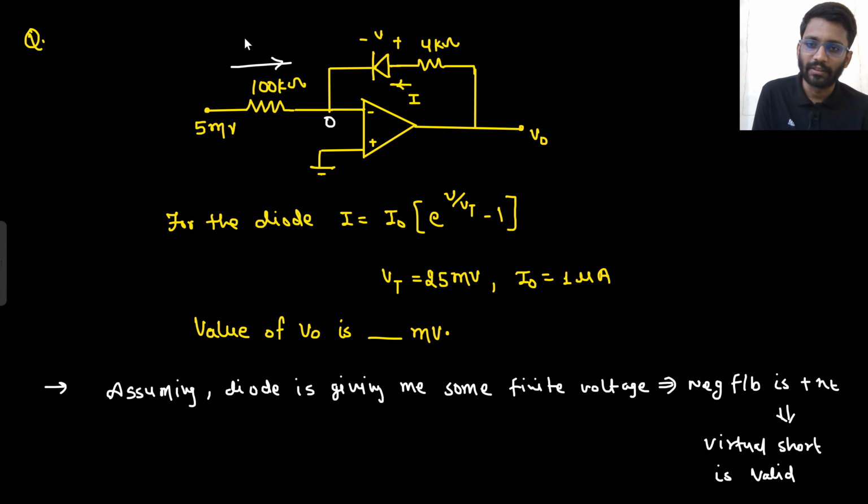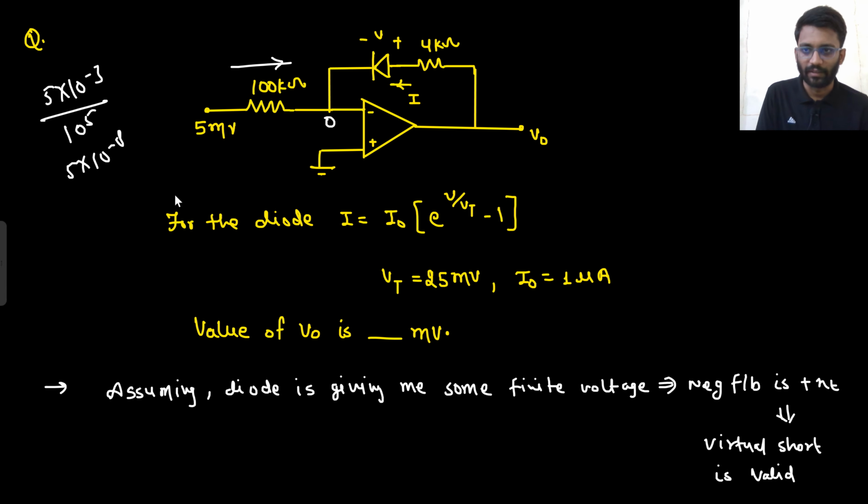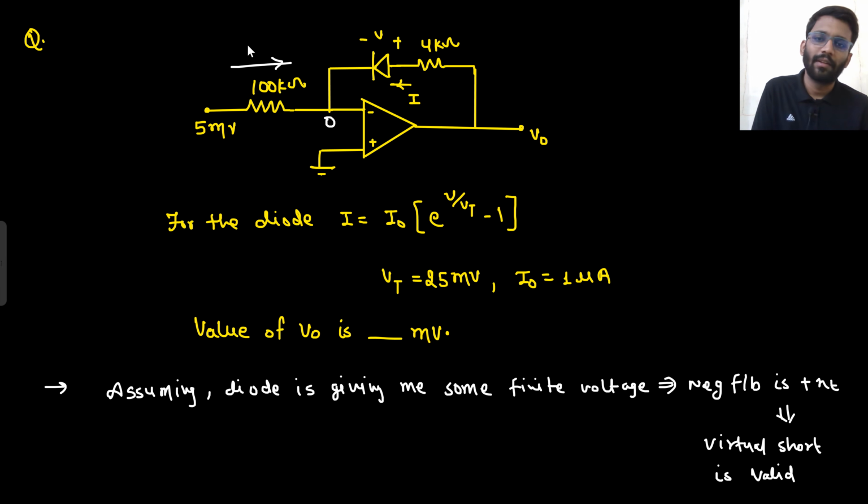The current that is flowing is 5 milli by 100k. So 5 into 10 to the power minus 3 divided by 100k. 100k is 10 to the power 5. So 5 into 10 to the power minus 8. So you can write 50 nano. So the current that is flowing is 50 nano ampere. Now the same current will be going through the diode. Now what will you people think?